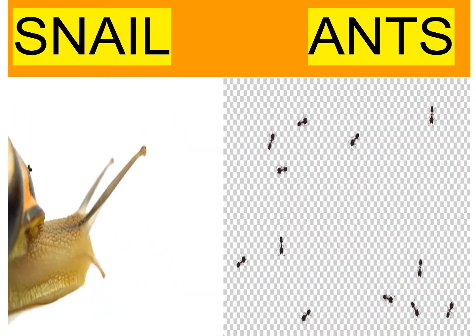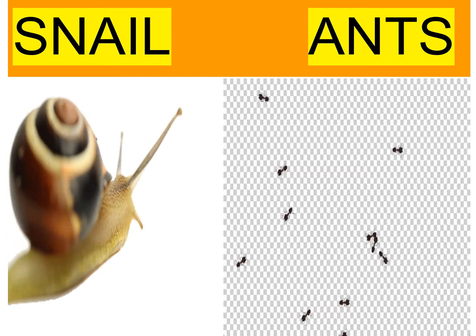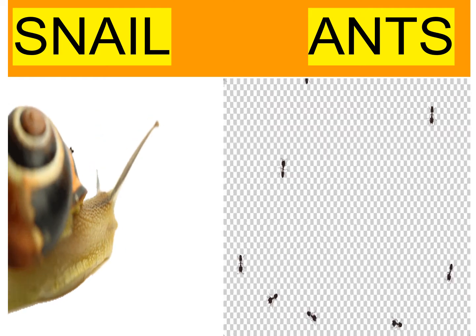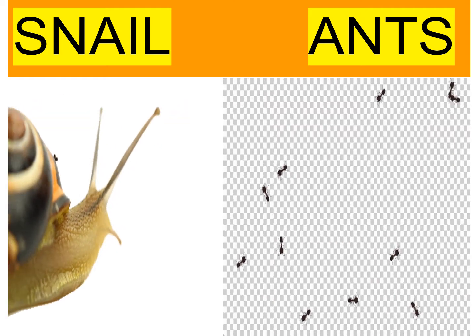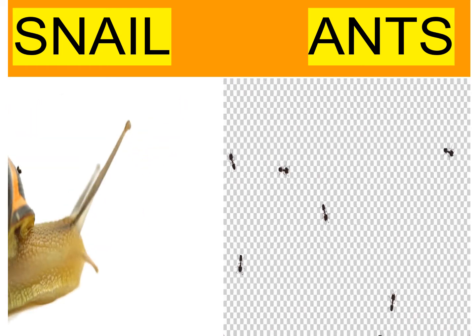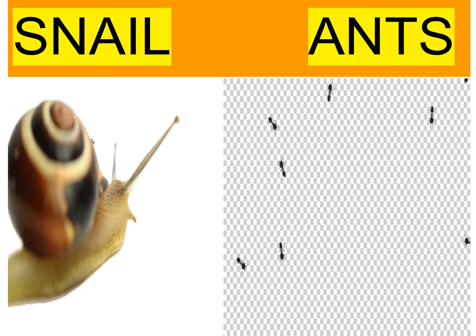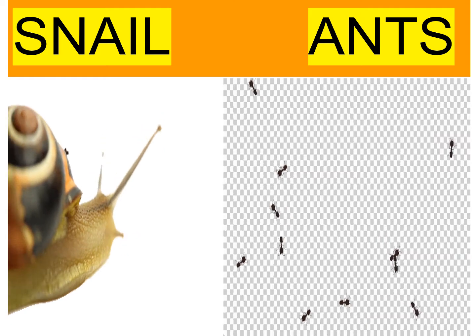Wow, look at the snail. It is having a shell over it. Whatever happens outside, it will go inside the shell and protect itself. And see the feelers. The feelers will help the snail to touch and sense what happened outside, and it will protect it from those natural calamities and other things.